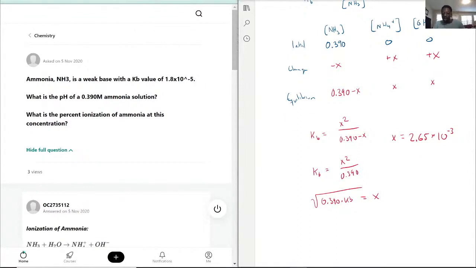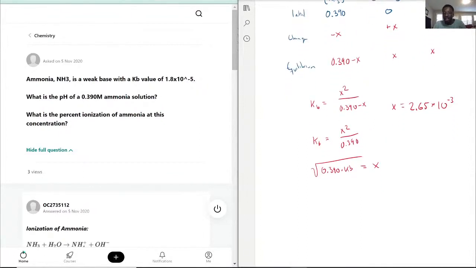Okay, so now we have our x. So we can actually use this to find our percent ionization. This is pretty much saying that of the concentration of 0.390, 0.265 times 10 to the negative 3 of it was ionized. So our percent, as in, was actually separated. So our percent ionization would be x over that 0.390. That's the total we have divided by.